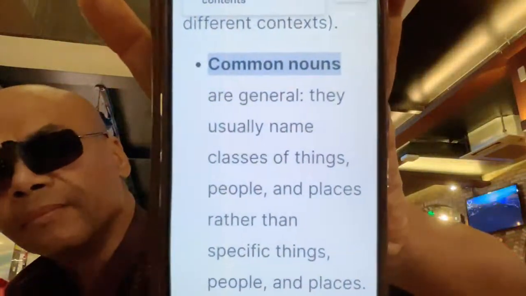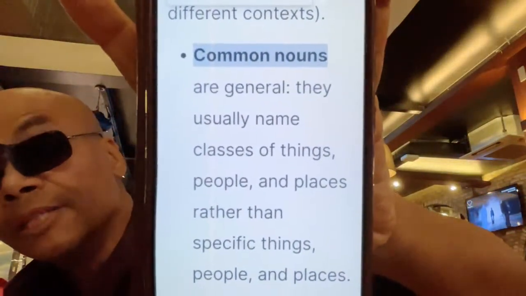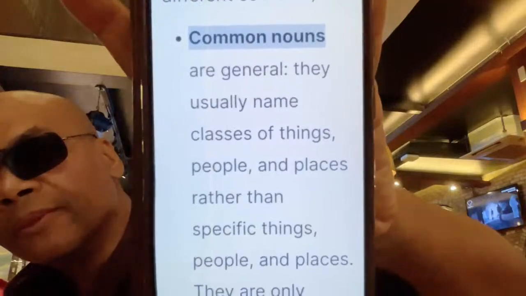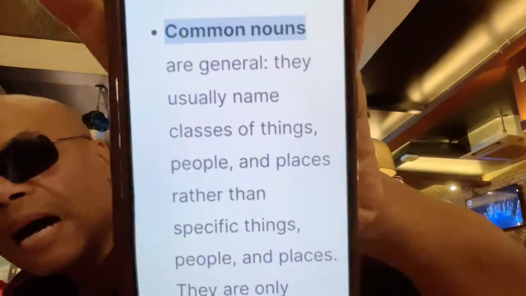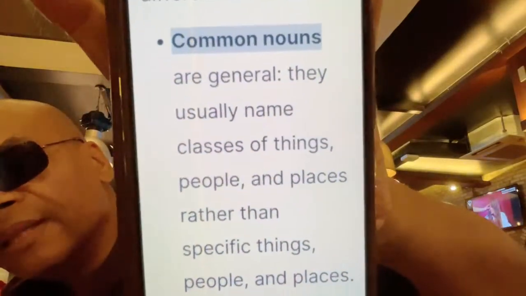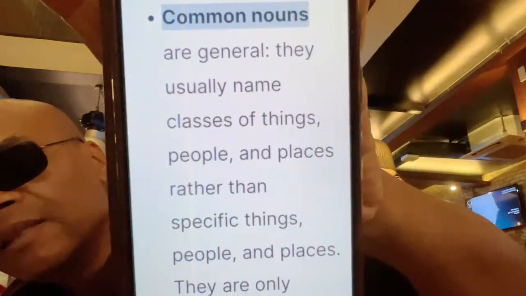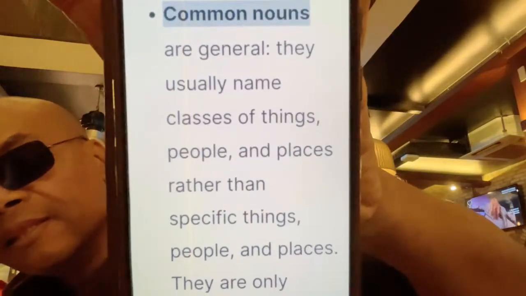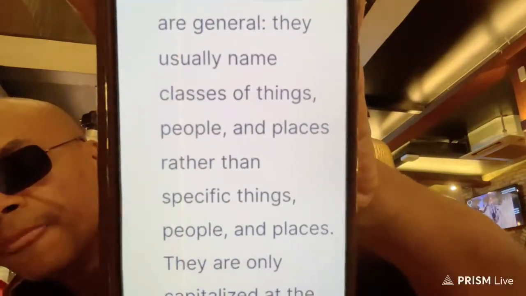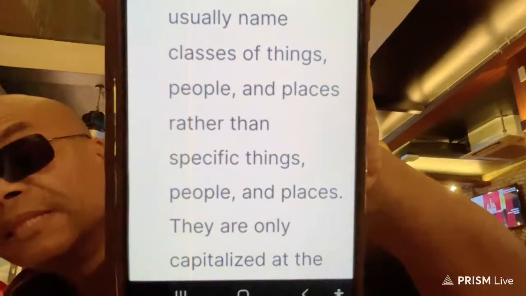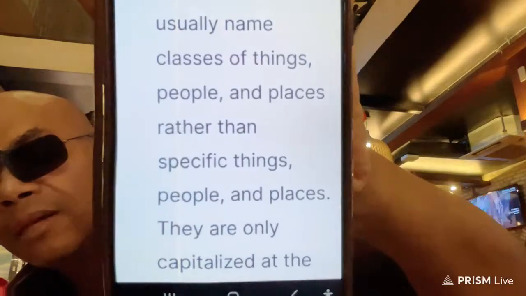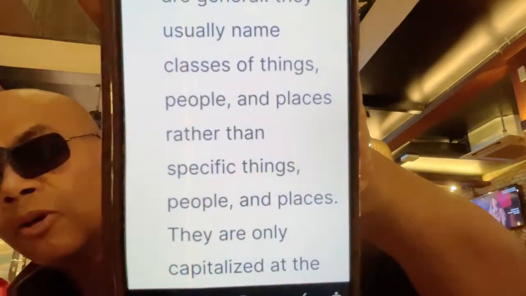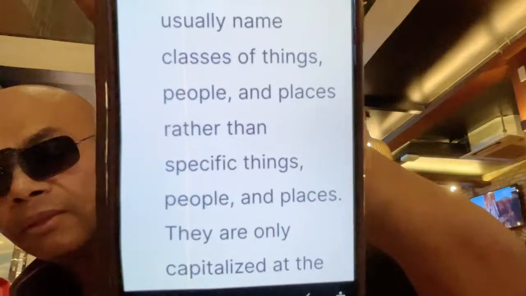Okay, let's read that. Common nouns are general. So Moors, that's general, right? That's not talking about a specific Moor, a specific man or woman. Common nouns are general. They usually name classes of things, classes of people. So that's nationality, right? And places, rather than specific things, specific people. For example, Jane Doe is a specific person, right? Or specific places like San Francisco. They're only capitalized at the beginning of sentences.